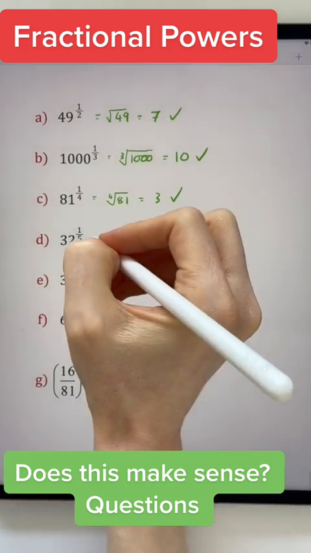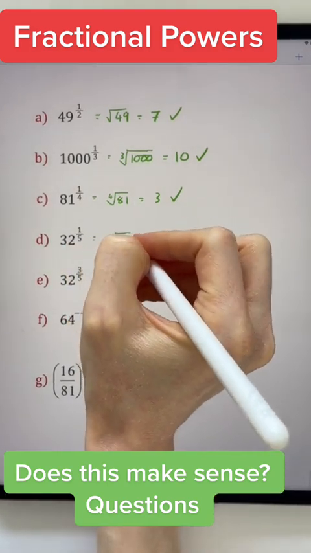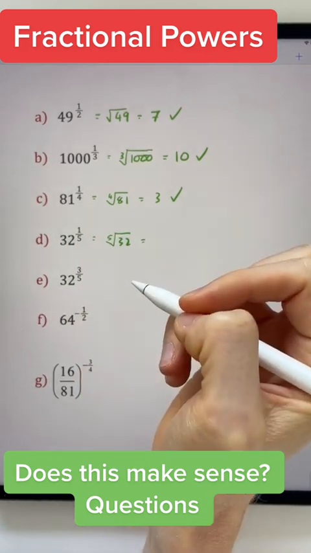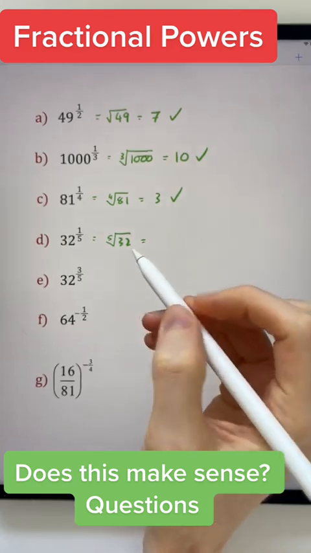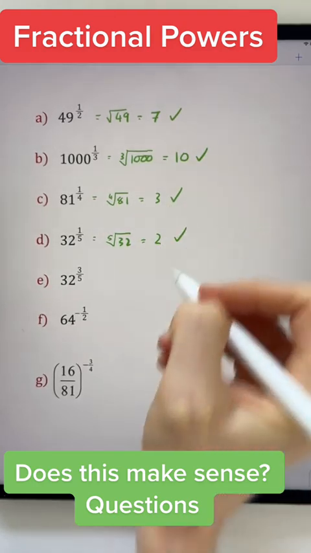Power of a fifth means the fifth root at the base, i.e. what number times itself gives us 32, which in this case is 2.